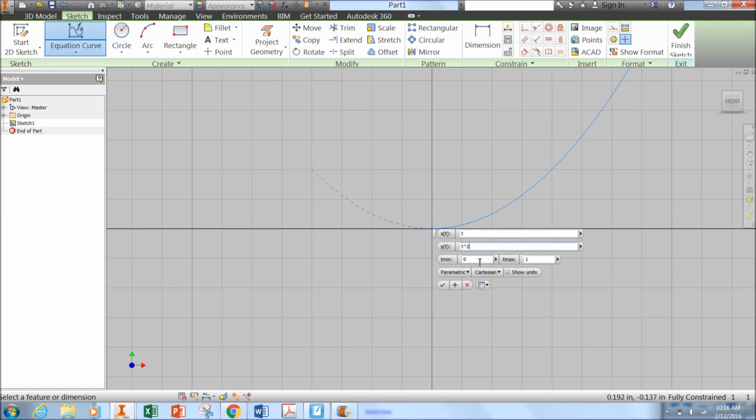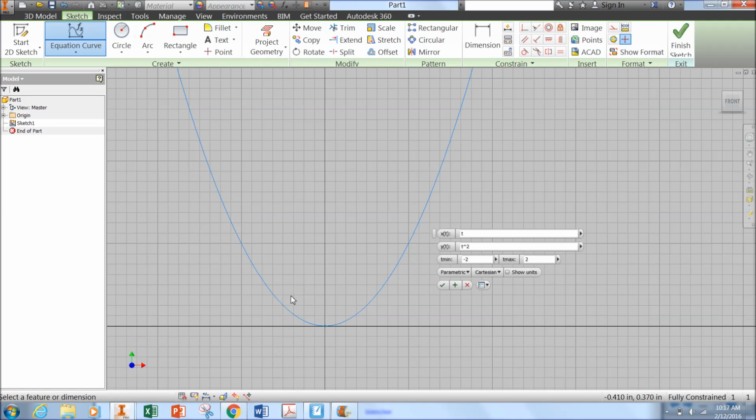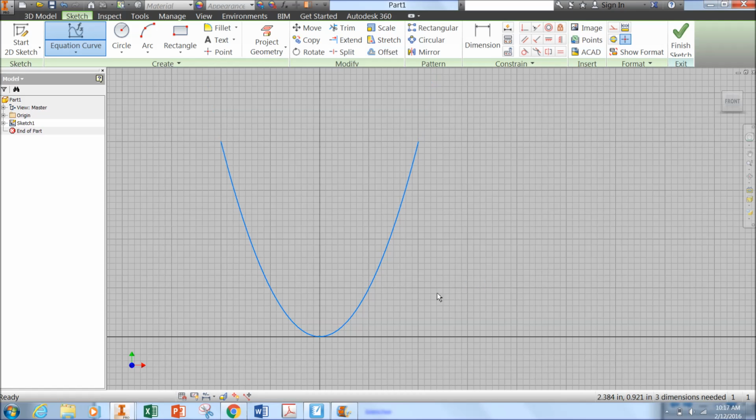This time, as you can see, our curve doesn't go for the whole domain we would like. Therefore, we need to set our Tmin to be -2 and our Tmax to be 2. This way, we can be ensured to have the whole boundary region that we are looking for. So, after changing those values, we can accept this drawing.